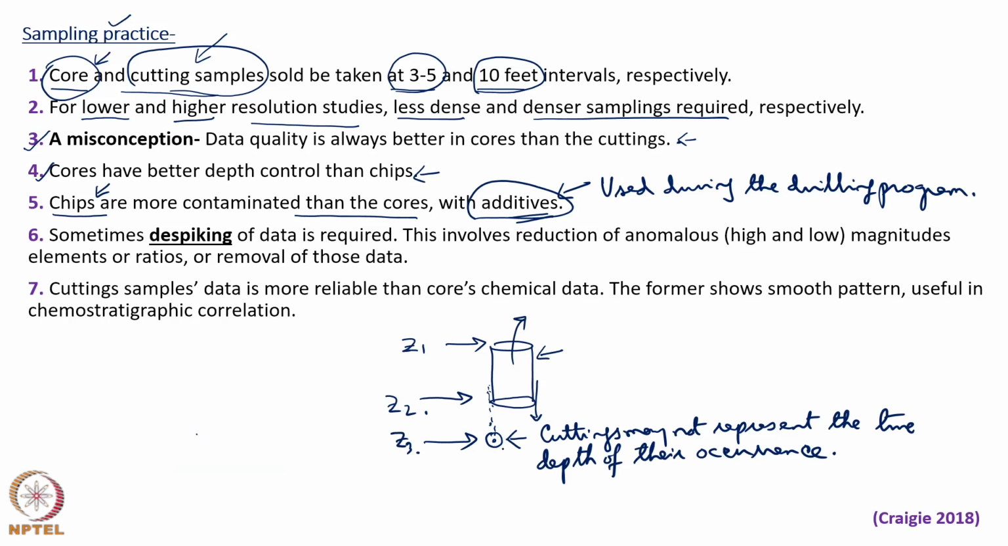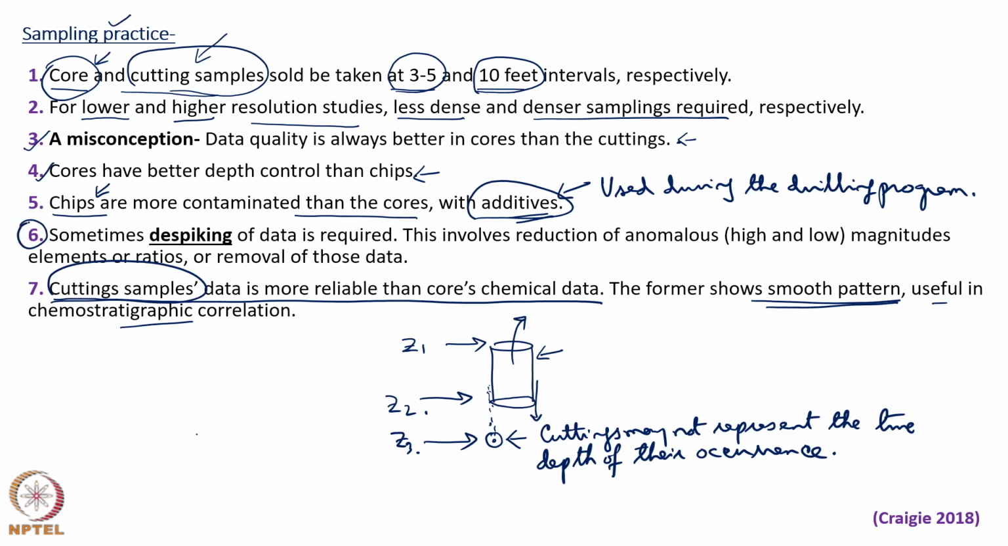Although I right now said that core can be more preferred, there is another argument that cutting samples data can be more reliable than core's chemical data, because the cutting samples data can show a smooth pattern of geochemical variation, and that can be useful for the chemostratigraphic correlation. In fact, one cannot blindly rely on the core or on the cutting. One has to ensure that the core or cutting, whatever is picked up, is from its actual depth from where it is taken out, and second, it should be free from contamination by additives which are added during the drilling program.